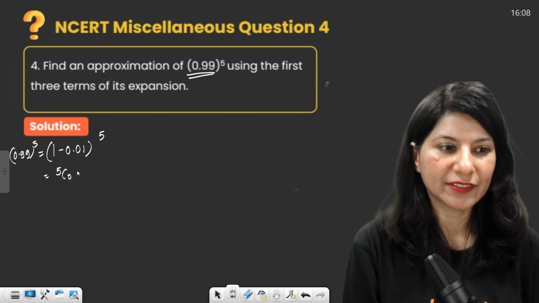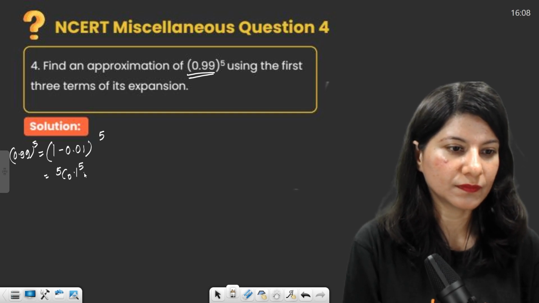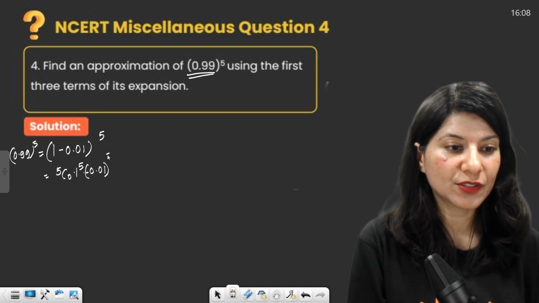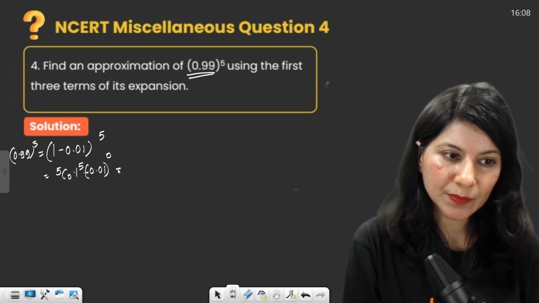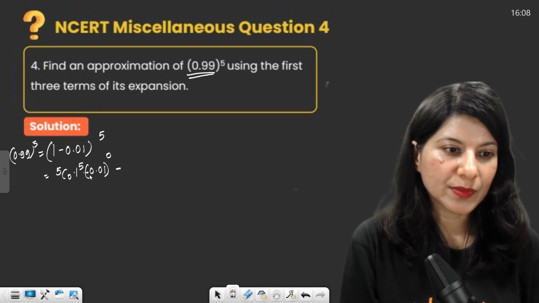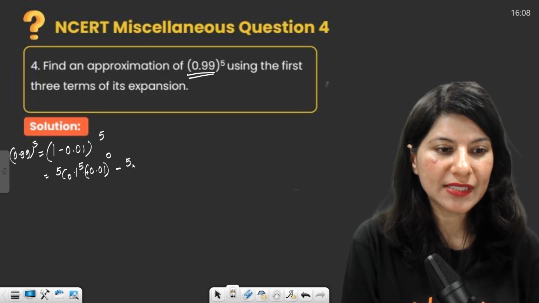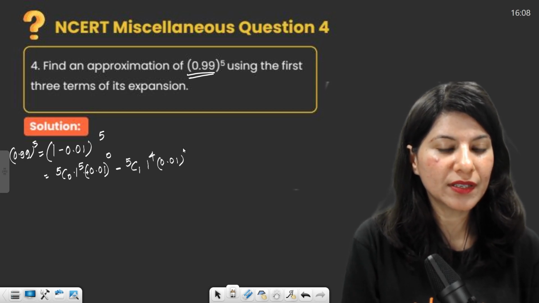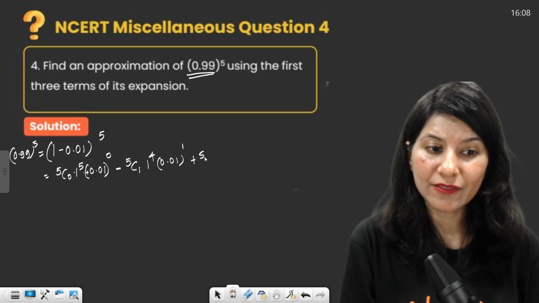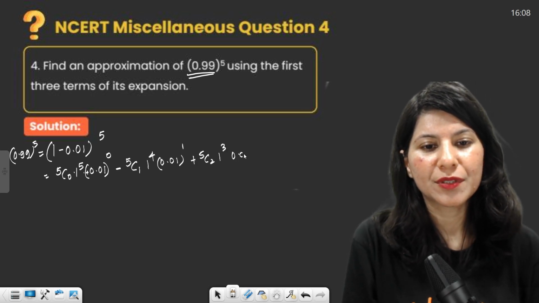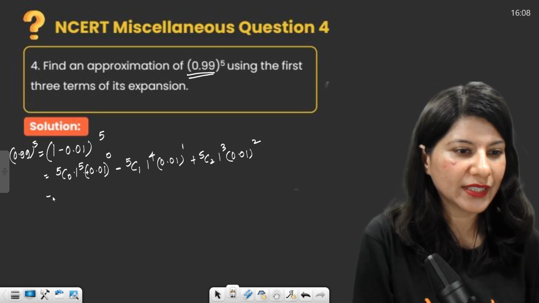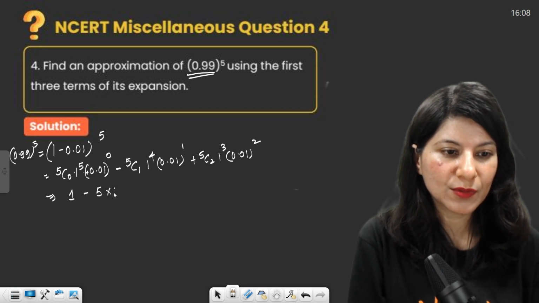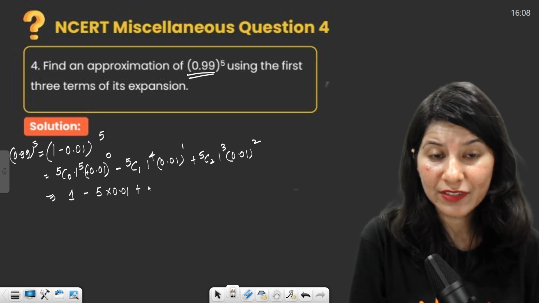1 raised to power 5, minus 0.01 raised to power 0. So basically, alternate plus minus, then 5c1, 1 raised to power 4, 0.01 raised to power 1, plus 5c2, 1 cube, 0.01 square. That's it.